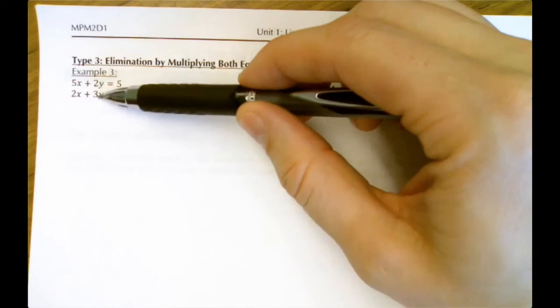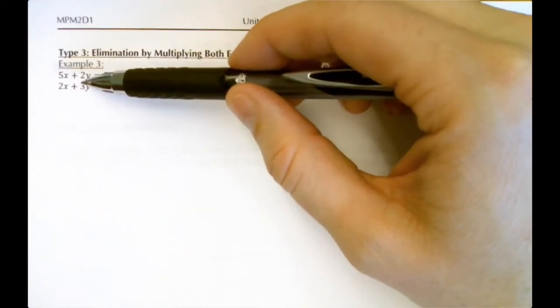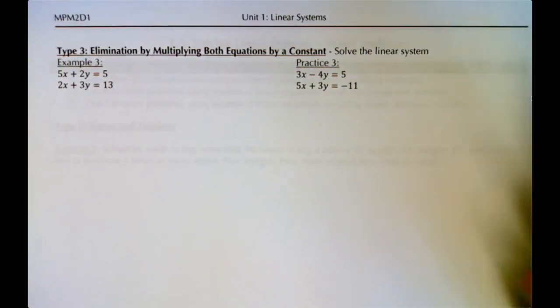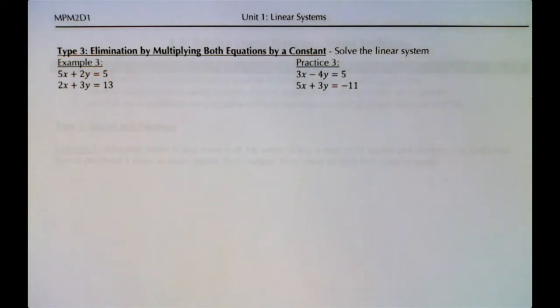Same thing's true about 2 and 3. We can't just multiply one of them by 2 to make it look like the other one. We'd have to use a decimal then. So in this event, what we can do is pick either x or y, doesn't matter, and multiply both equations by something. And what we'll multiply both equations by are whatever numbers are in front of the other variable.